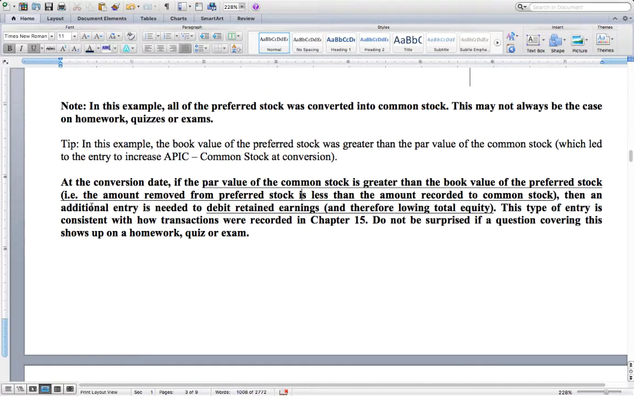Then you will record an entry to debit retained earnings, thus lowering stockholders' equity. This is consistent with how we recorded transactions in chapter 15. So please do not be surprised if you see a question similar to this show up on an exam, homework, or quiz. The key is understanding that when you're putting on something greater than what you're pulling off, you have to have an offsetting entry to represent the decrease to retained earnings.